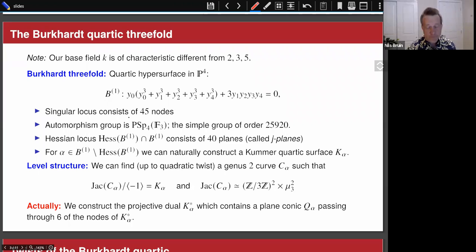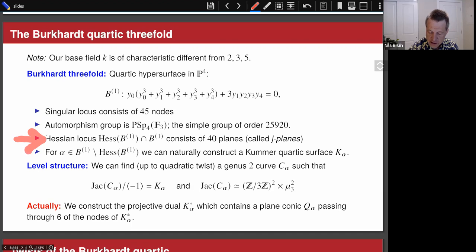It has 45 nodal singularities, and that's the maximum that a quartic threefold in P4 can have. And in fact, any quartic threefold that has that many nodes is projectively equivalent to the Burkhardt, at least over an algebraically closed field. Its automorphism group is this huge simple group of order 25,920.